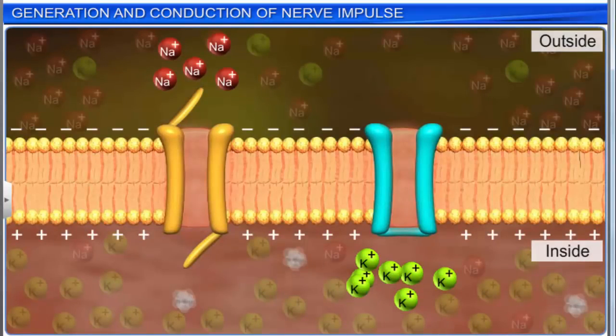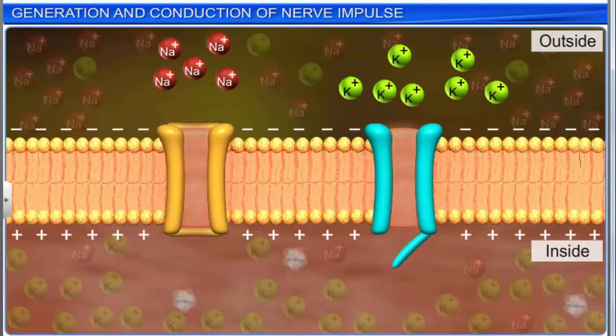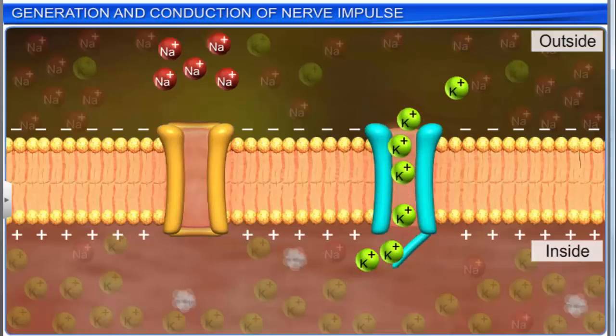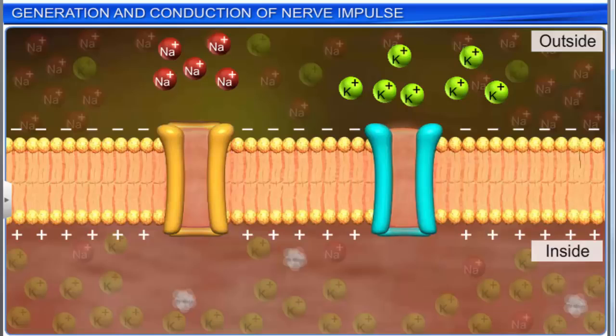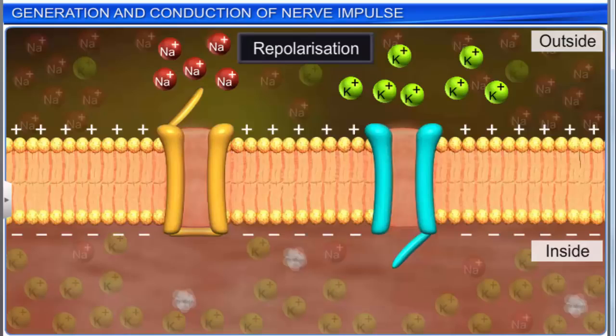At the peak of action potential, the permeability of the membrane to sodium ions decreases, while it becomes more permeable to potassium ions. This is because sodium channels start closing and potassium channels start opening. However, this part of the membrane regains its original polarity within milliseconds, and this phenomenon is called repolarization.